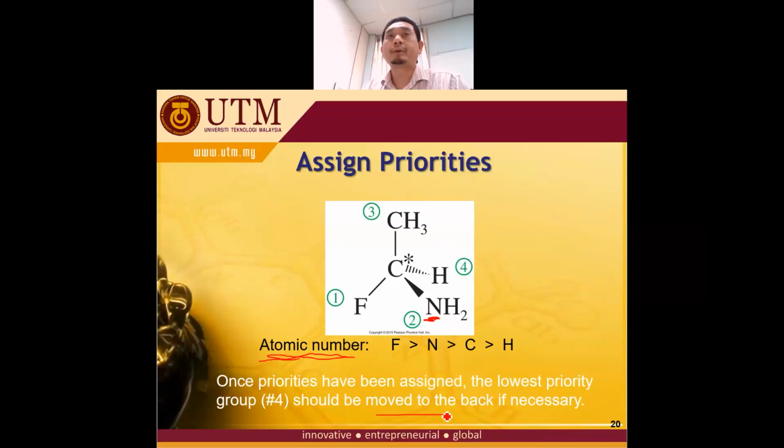The lowest priority group should be at the back, and in this case it is already at the back, so no problem. If not, we need to rotate so that priority number 4 is at the back. If you can see this model, 1, 2, 3, 4.